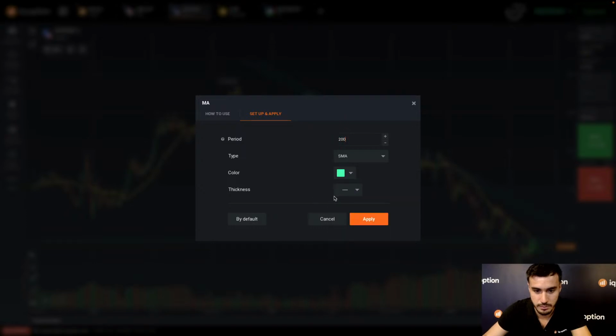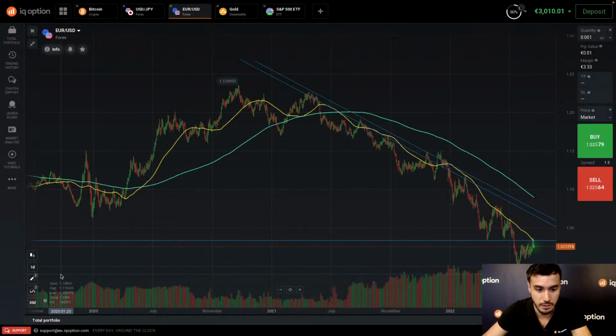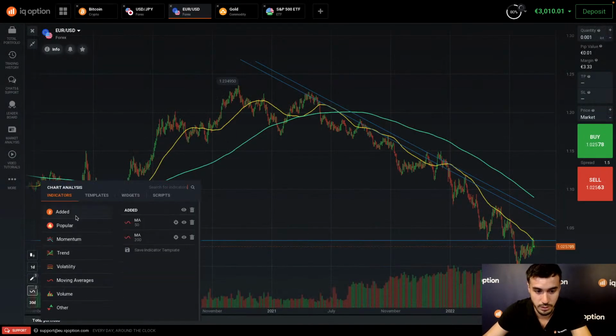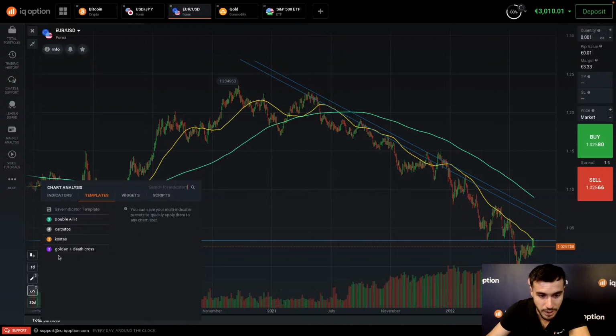Let's say green, a bit thick. Now once I have it, I go to indicators, add it, and now, here, save indicator template. Save indicator template, golden plus death cross. Okay. Save.